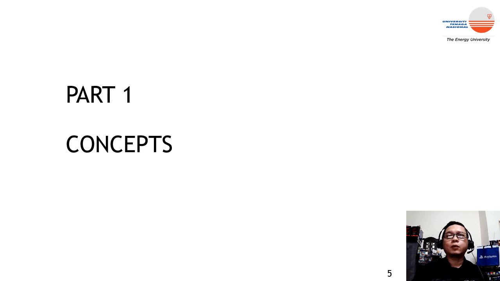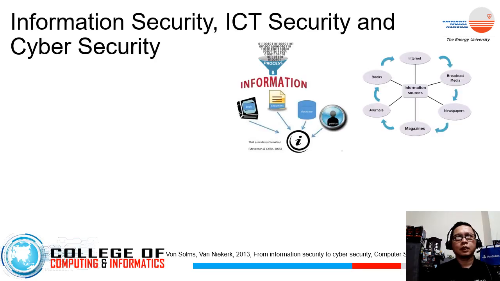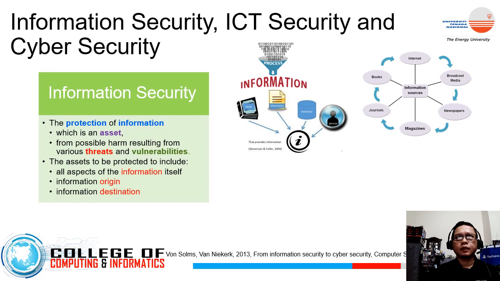Now on to part 1, which is the concept. First of all, let's differentiate between information security, ICT security, and cyber security. First of all, information security, just get this basic idea. It is about the protection of information.